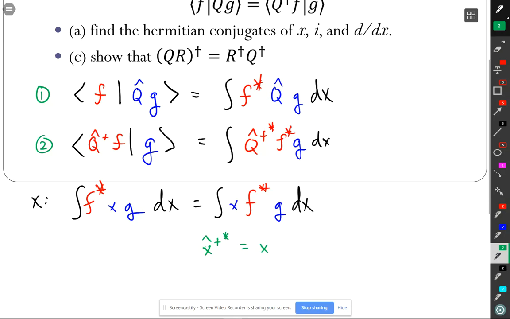You're asking how to find X operator dagger. How do I get rid of this star? That's what I'm asking. Take the complex conjugate of both sides. So I'm just going to take the complex conjugate of both sides.